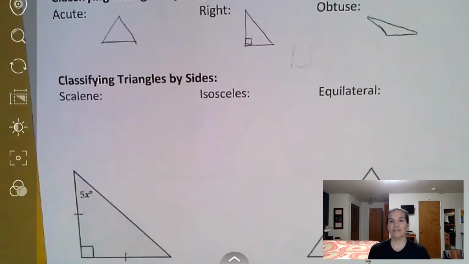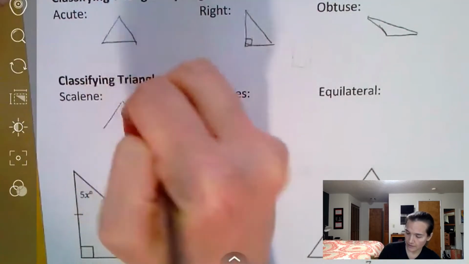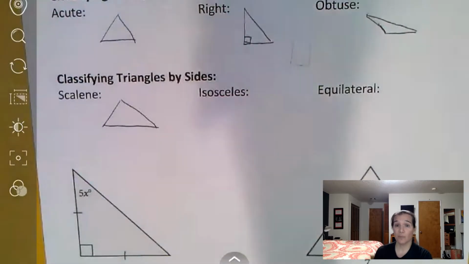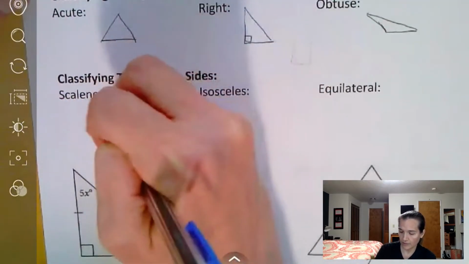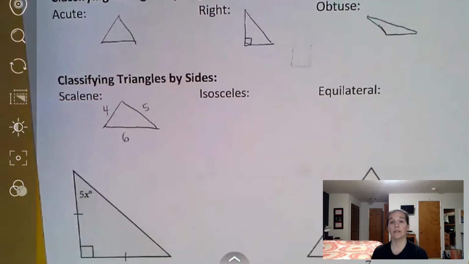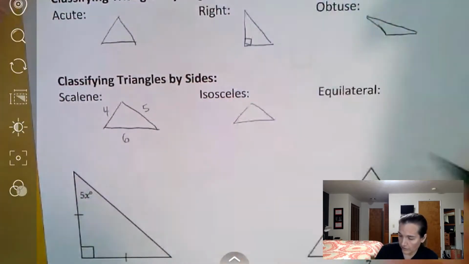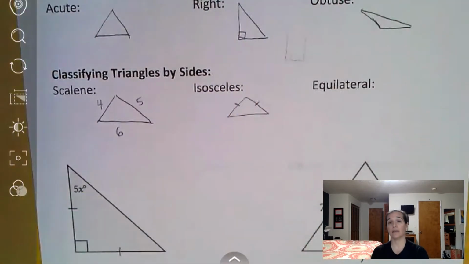All right, and then we have classifying triangles by sides, and there are 3 types. There's scalene. Scalene means all the sides are different lengths. So maybe this side is 4 centimeters, and this is 5 centimeters, and this is 6 centimeters. But all the sides are different lengths. There's also the isosceles triangle, where you have a triangle where 2 sides have the same length.